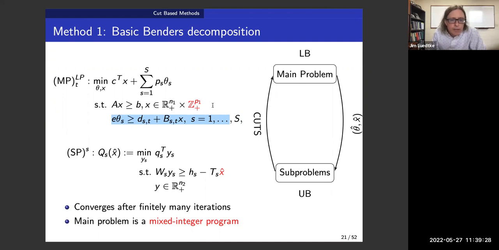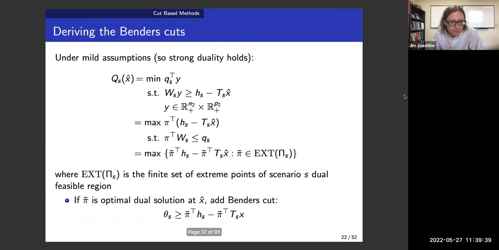And so here I want to emphasize that this main problem here is a mixed integer program, right? Every step of the way I'm solving with these integrality constraints here. So I'm solving a sequence of mixed integer programs as I do this.